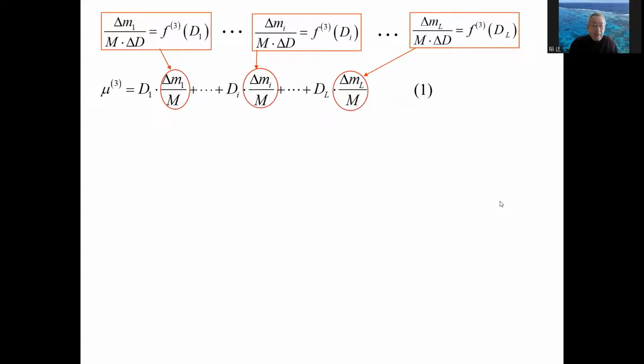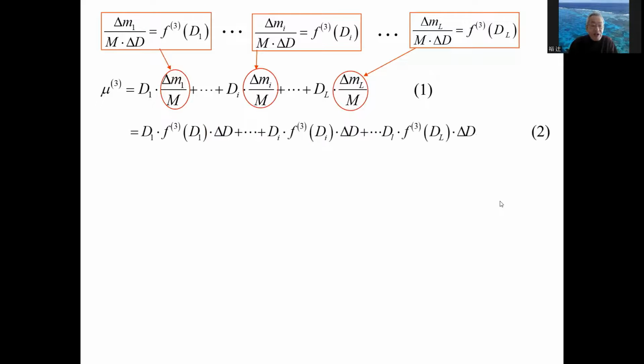Equation 1 of the mean size mu3 is shown again. Let's substitute the probability density fd1, fdi, etc. into equation 1. As a result, mu3 is expressed by equation 2. Let's change the form of equation 2 to the expression using the summation symbol sigma.